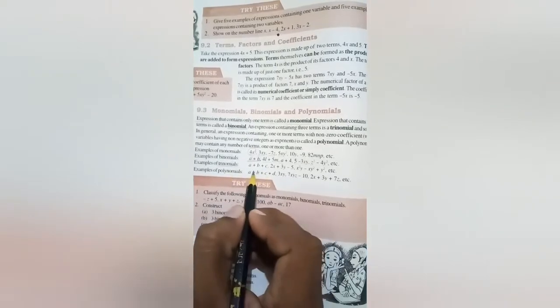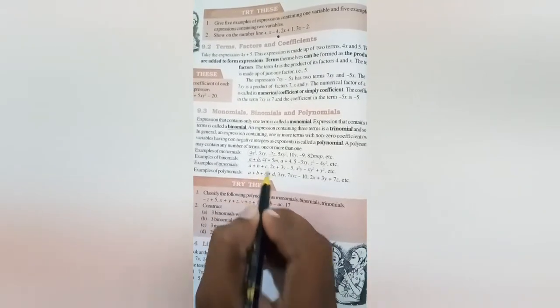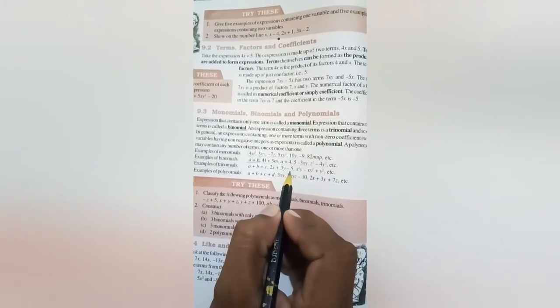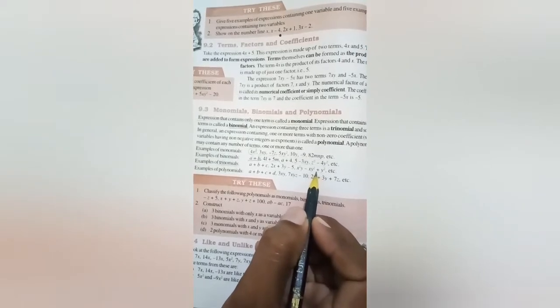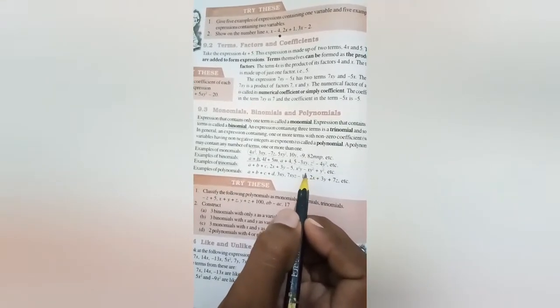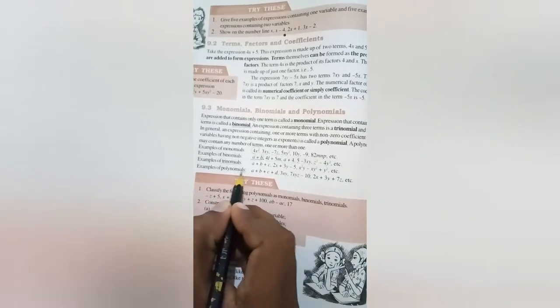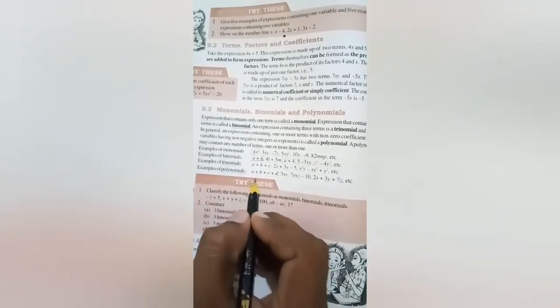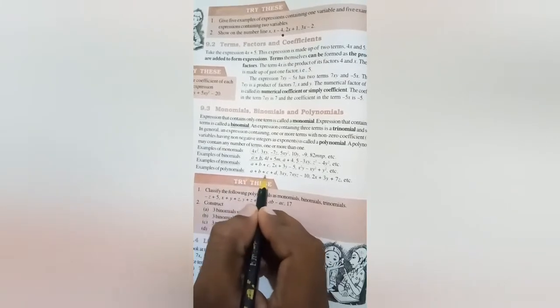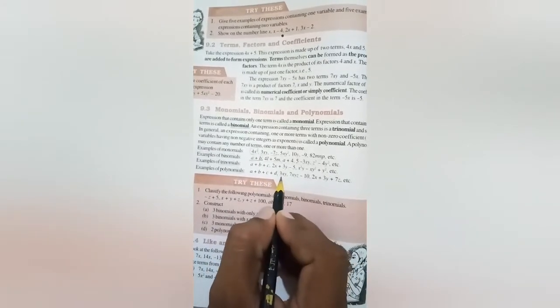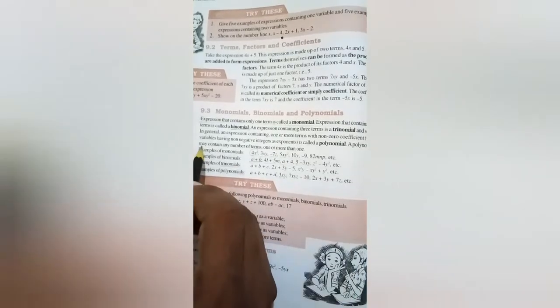In the case of trinomial, tri means 3. Trinomials contain three terms: a plus b plus c, 2x plus 3y minus 5, x square y minus xy square plus y square. You can write down examples by yourself, like x plus y plus z, or 2x plus y plus 3. These are examples of trinomials. And what is a polynomial? Any expression which contains more than three terms is known as a polynomial, like a plus b plus c plus d. Here you can see 3xy written. So all these three come under the polynomial.